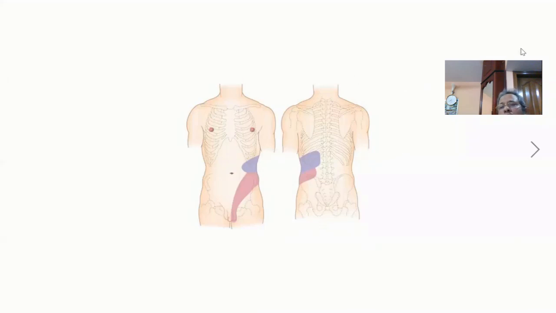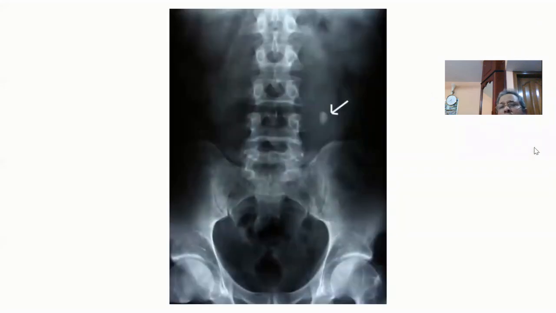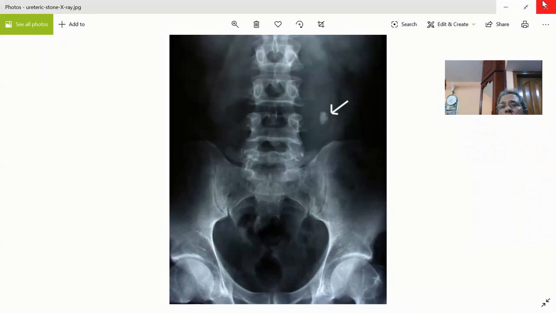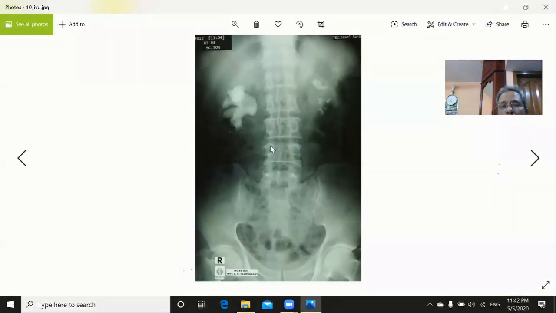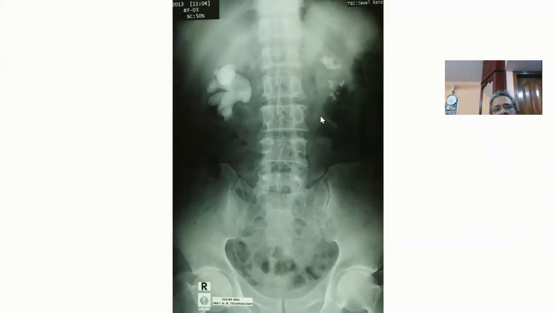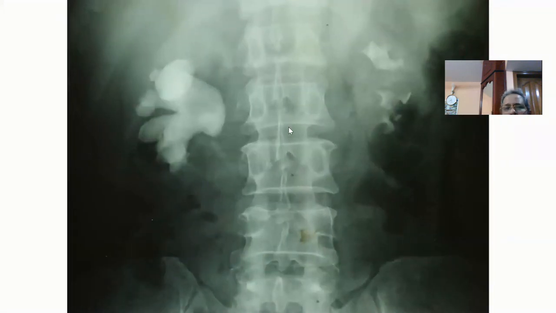Whenever we look at the IVU, we look at some pictures. This is an IVU picture, but here is one important thing that is sometimes asked in the exam: by looking at an IVU, we are not able to say it is a stone. Always remember this.